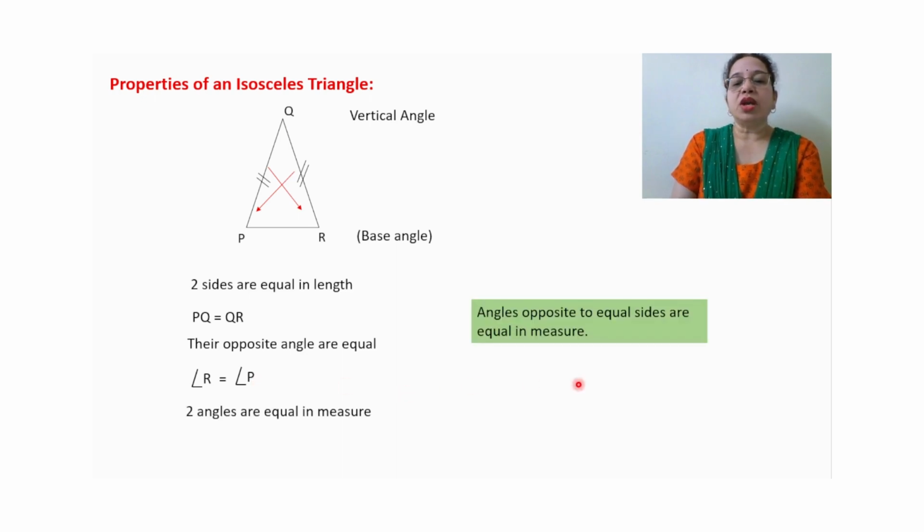Angles opposite to equal sides are equal in measure, or we can say sides opposite to equal angles are equal in length.